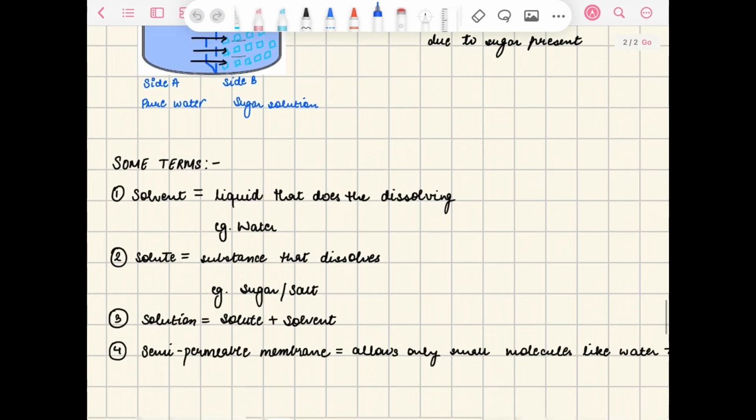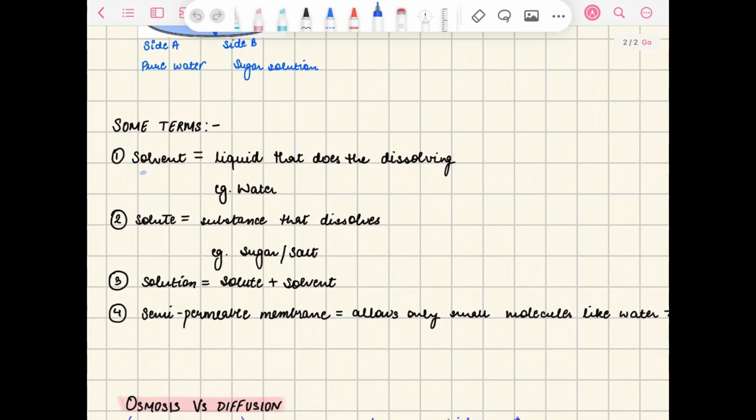Now here are some terms we should know. A solvent. What is a solvent? A solvent is a liquid that does the dissolving. That would mean it is the one with more quantity, right? Because it is the thing that is doing the dissolving. Example, water. Now a solute is a substance that dissolves and it would be in less quantity. Example, sugar or salt. Now, what is a solution? A solution is a mixture of a solute and a solvent.